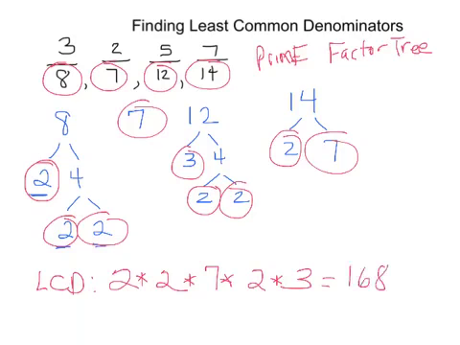So finding the least common denominator, break your numbers down into their prime factors. What they have in common, only write one time, and then write down the leftovers.